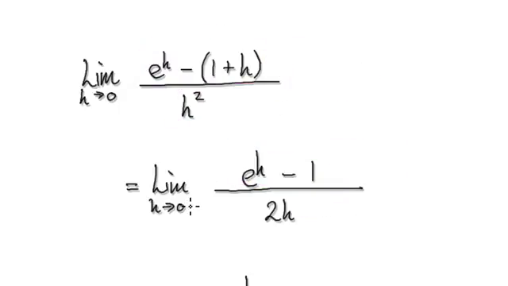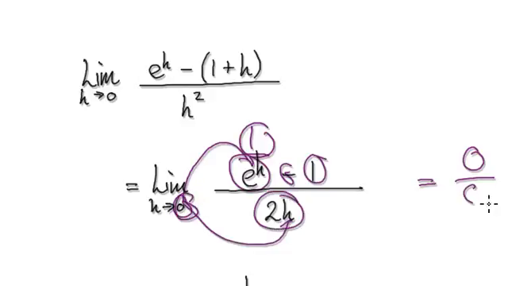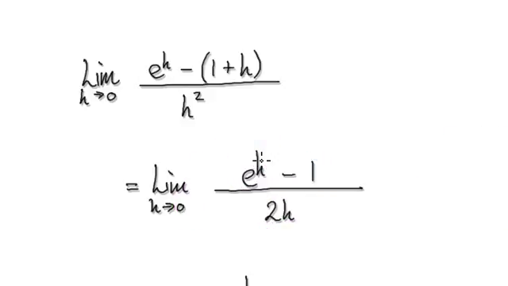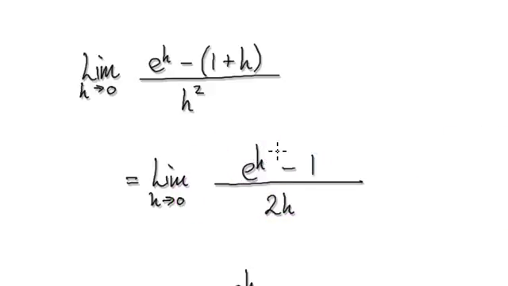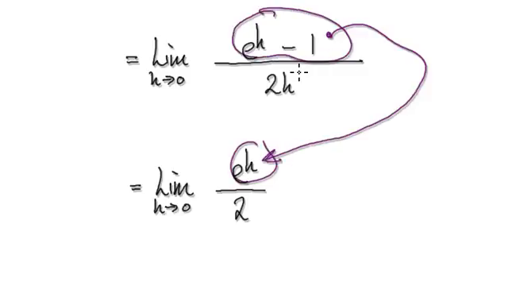So now let's check it again. As h tends to 0, this is going to head towards 1. 1 take away 1, that will be 0. And then as h tends to 0, this thing here is going to be 0. Here you've got 0 over 0. It's an indeterminate form, so you can apply L'Hopital's rule again. So applying L'Hopital's rule, differentiate this, that will then give you this. Differentiate this, that will then give you this.